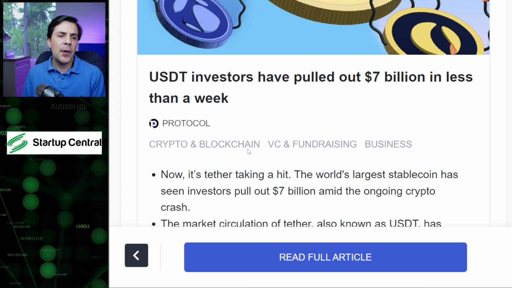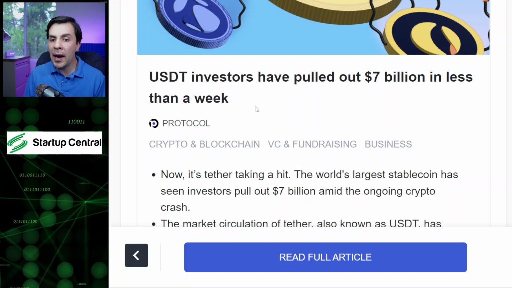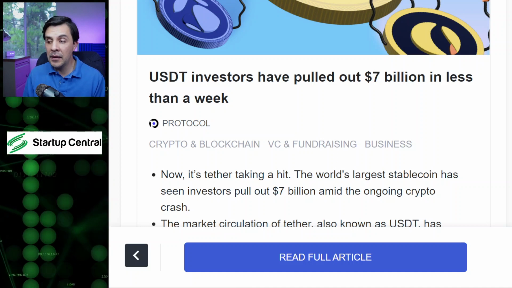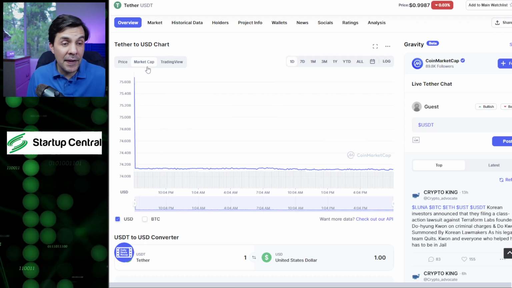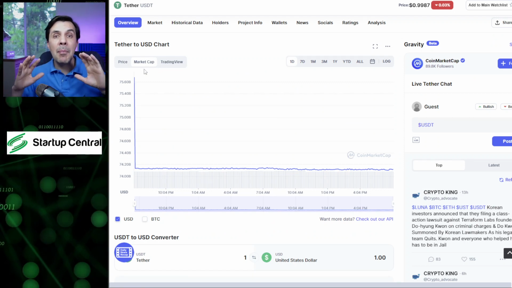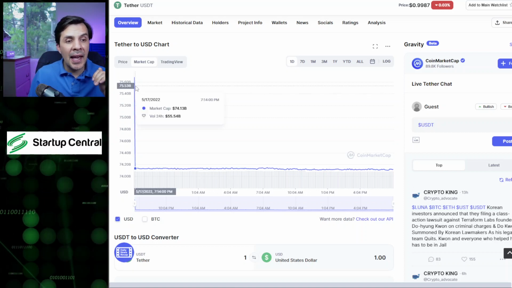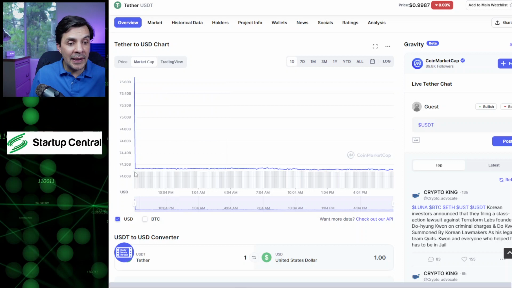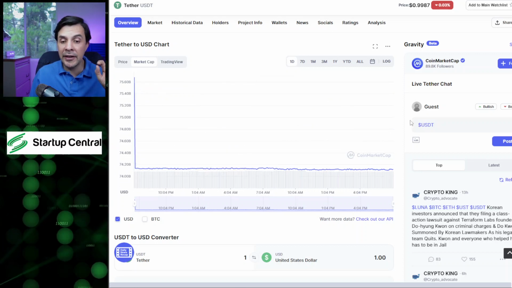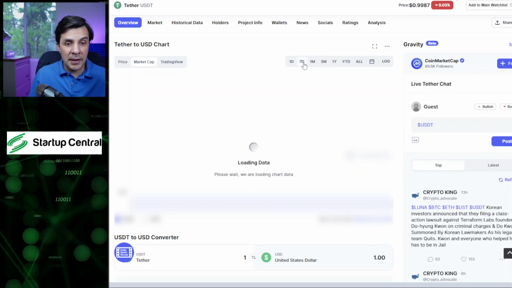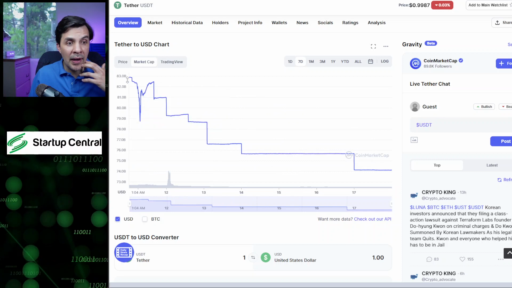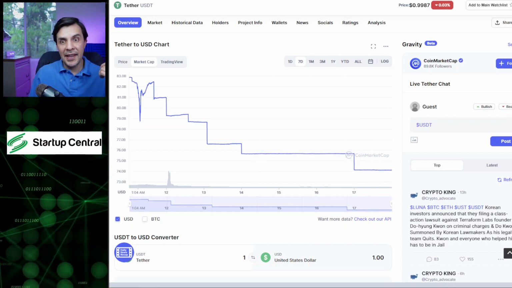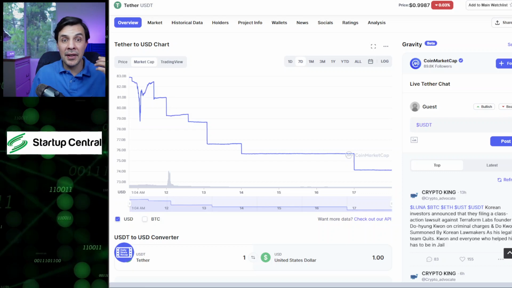Here's the piece of news I wanted to share with you, and it starts with: USDT investors have pulled out 7 billion in less than a week. Now, 7 billion is a lot, guys, and here's the issue. As you can see in this graph, this is the market cap of USDT, which means the total amount of dollars invested in this token, and we can see the decline from 75.6 billion all the way down to 74. But this piece of news, and this might not be entirely accurate, let's go back to 7 days. Now we see the steep decline. So we were at $83 billion and now we're at $75 billion. So this is bad, guys. And it's not every day that you come upon this amount of money.